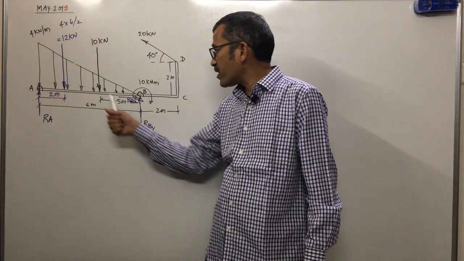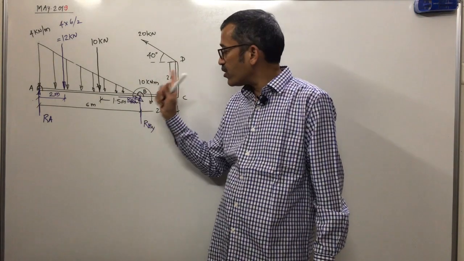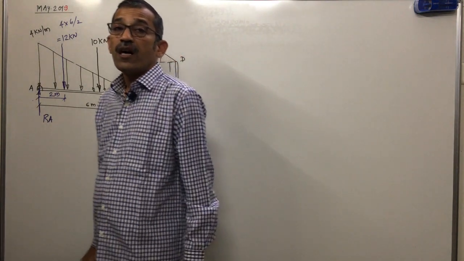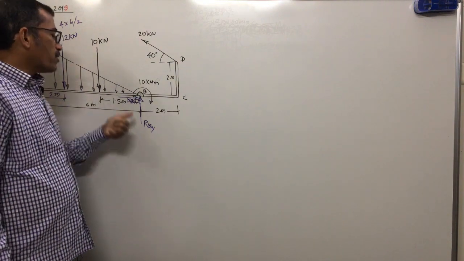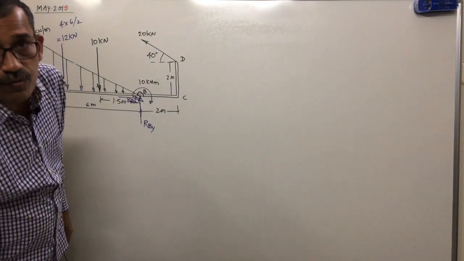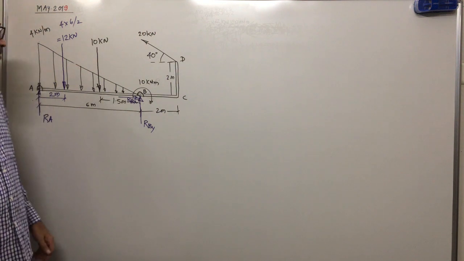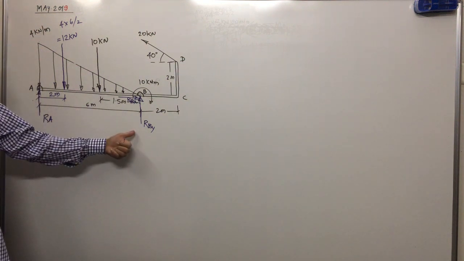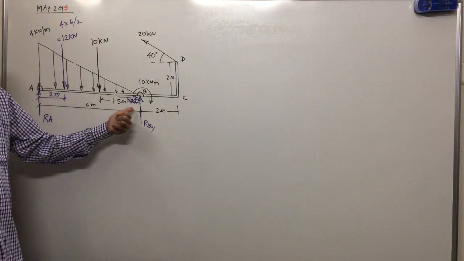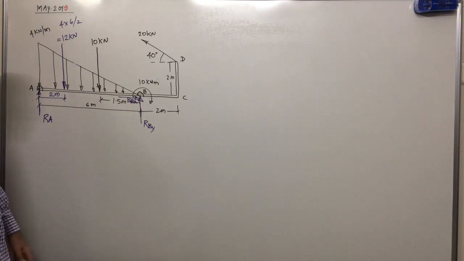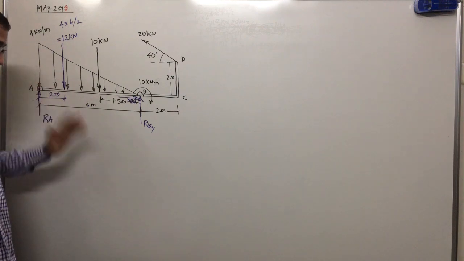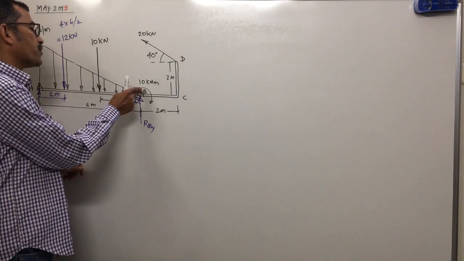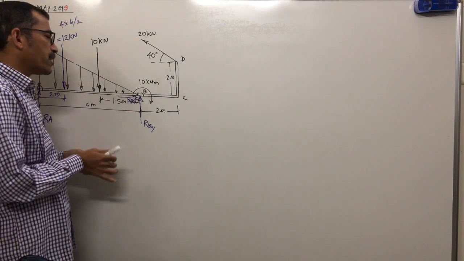So if you take moment at A, you will get only one unknown in the equation, that is RBY. That means you can take moment at A, you will get RBY, then summation of Fy equal to 0, we will find out RBY, and then summation of Fx equal to 0, we will find out RBX. So it's not compulsory to take moment at B, you can take moment at A also, right? Now you can take moment at A or B.